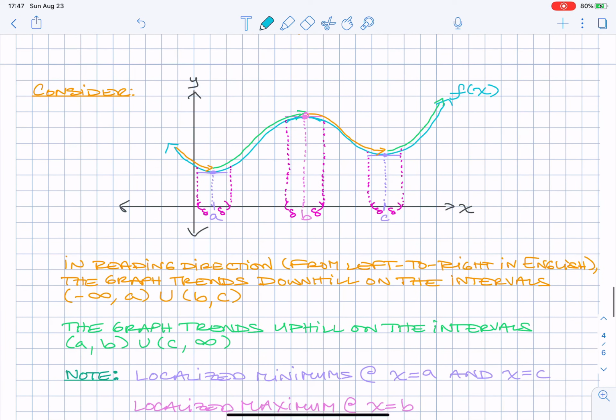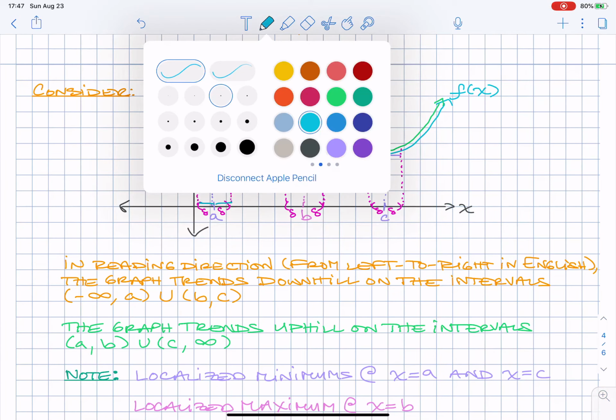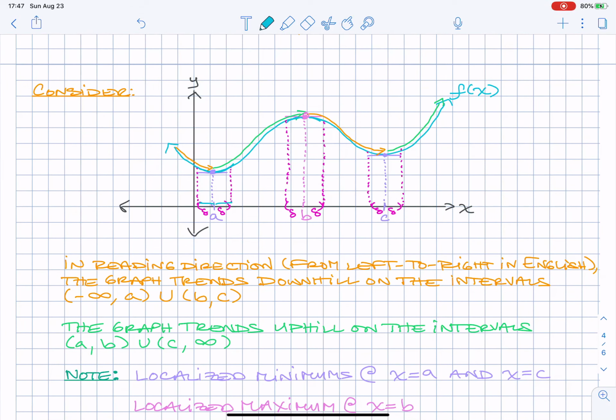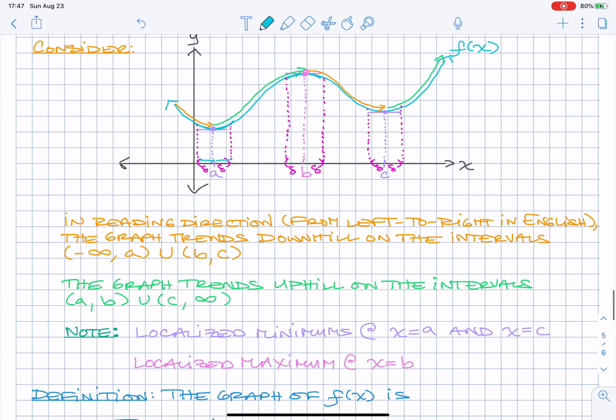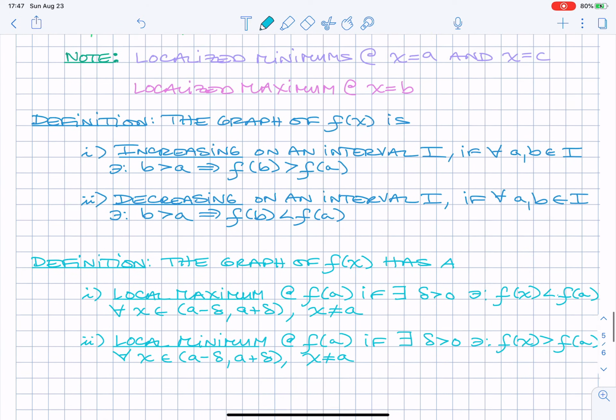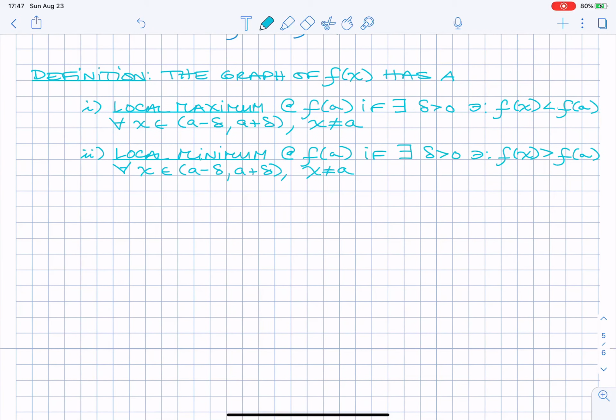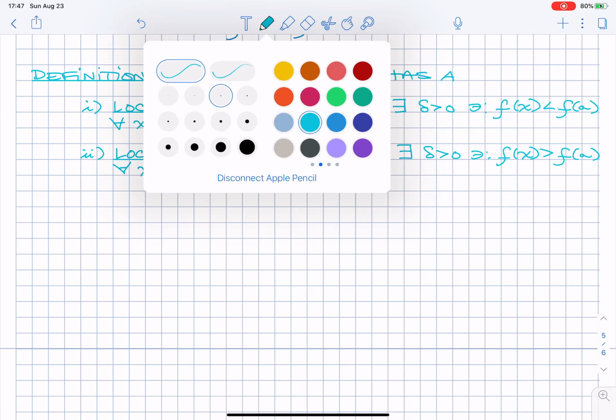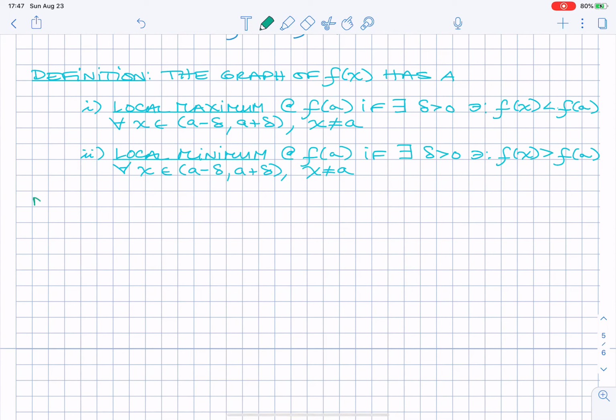So what does that mean? That means if I go a plus delta, a minus delta, all values of y are greater than the value at a. Notice a is the minimum, right? So if I'm looking at the x values within a delta radius of a, all values of y will be larger than my minimum. Okay, that's a very formalized definition.